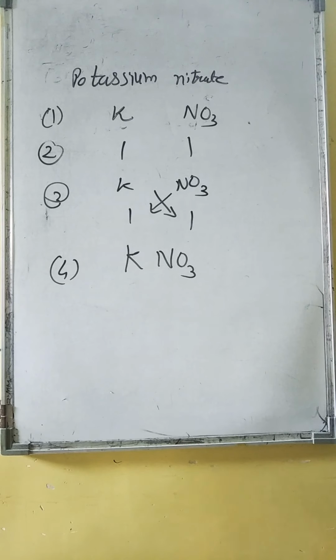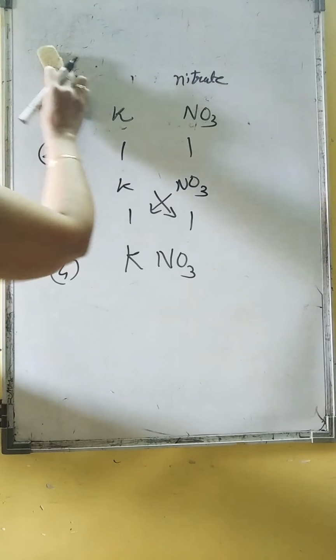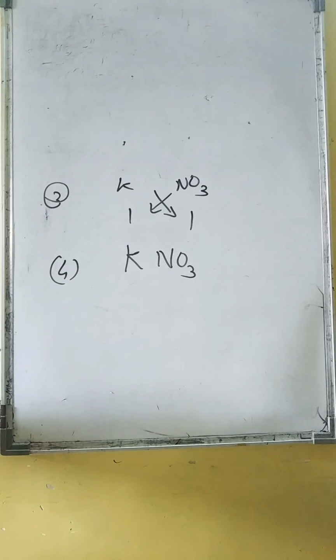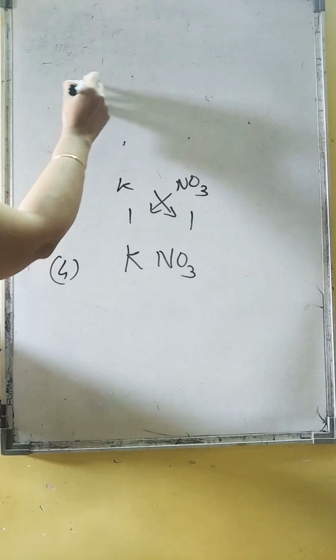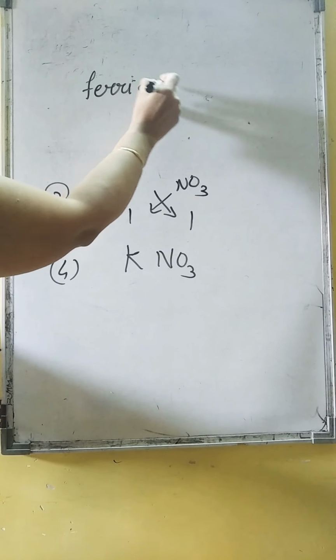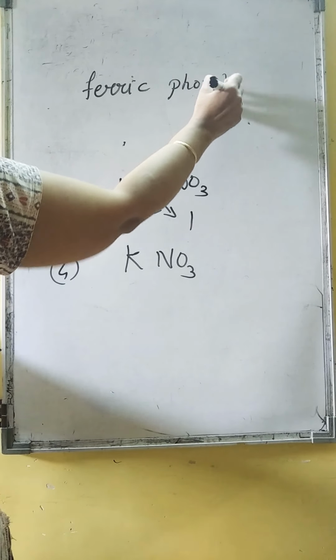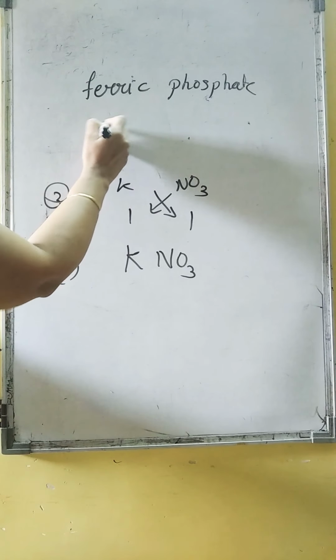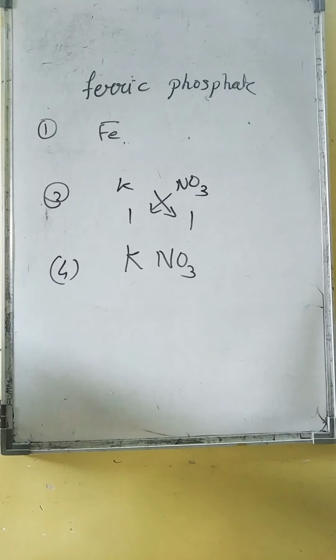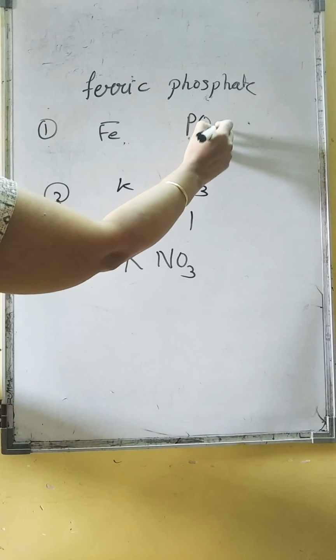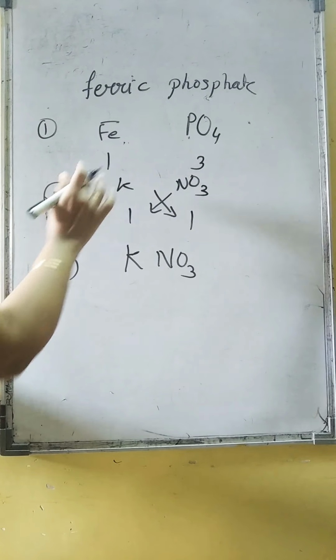Next one, it's ferric phosphate. See children, the word is ferric. Ferric means valency we have to take 3. Ferrous has 2 and ferric we have 3. So accordingly we will be doing. So write down ferric phosphate. Ferric is Fe, phosphate group PO4. Valency is 3 and valency of this also 3.